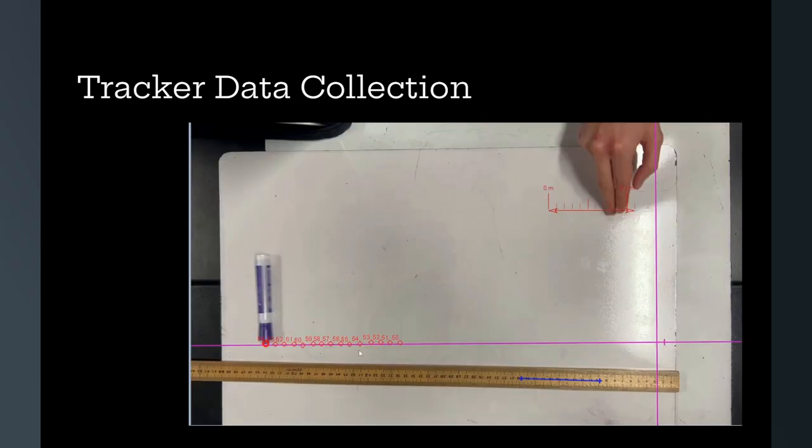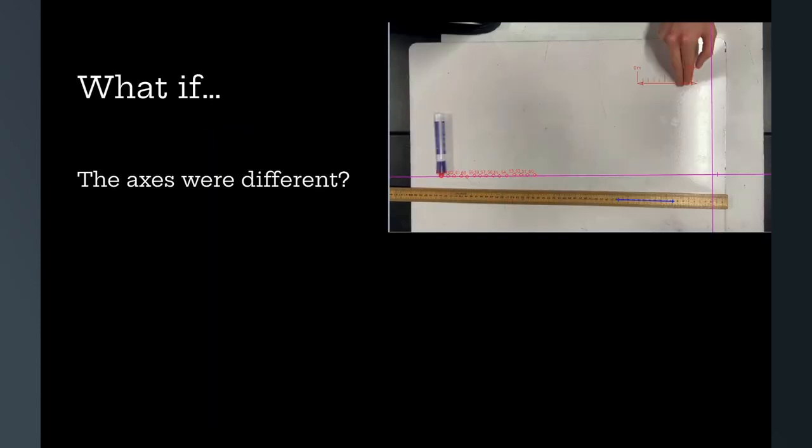So in collecting data, we used the tip of the marker as the point that stayed constant, and we set the axis to the path that the marker rolled across, and we used a ruler to calibrate Tracker.